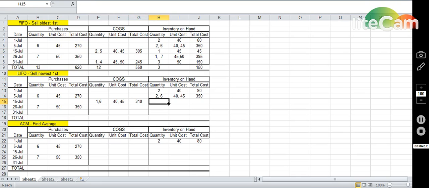The costs were rising. So now how many do I have left? I had 2 and 6, and I sold 1 and 6. So I have 1 left over, and that 1 had a cost of 40.